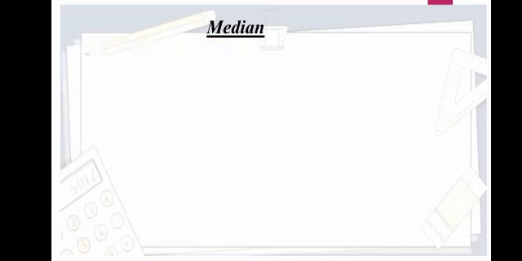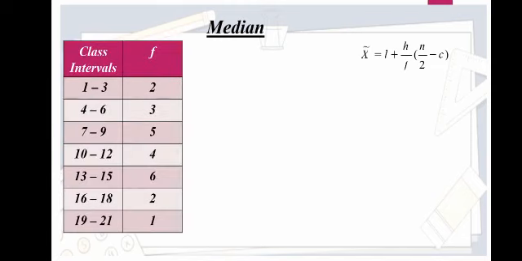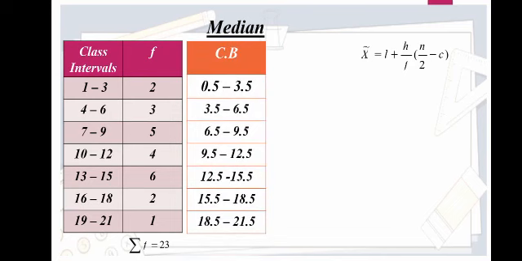Next is the median. For the median, the formula is x̃ equals L plus H over F into N by 2 minus C. First of all, classes and frequencies are given. For the median, you have to calculate the class boundaries. So how can you calculate the class boundaries? The lower class of the second row is subtracted from the upper class of the first row, that is in the form of diagonals. 4 minus 3 is 1, 1 divided by 2 is 0.5.